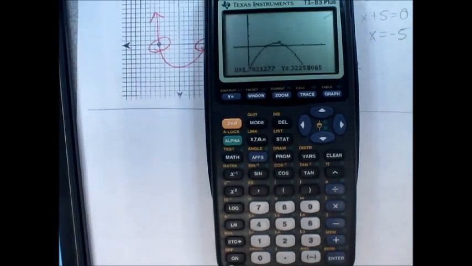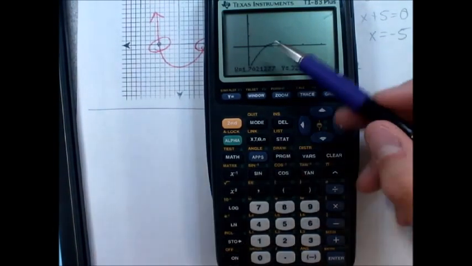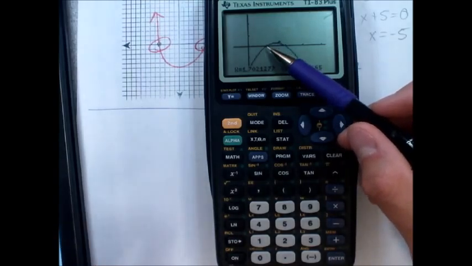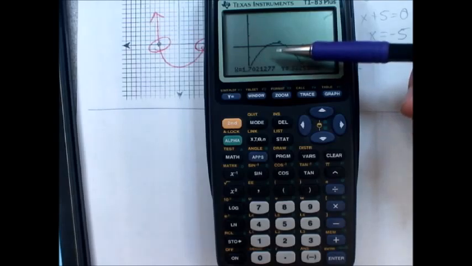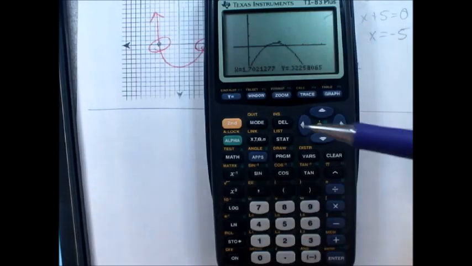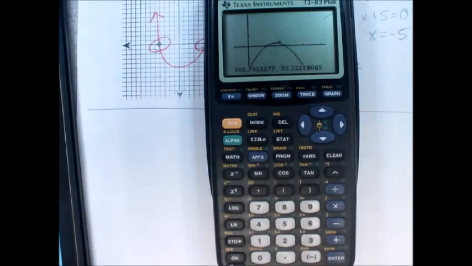Okay, that's a little better. So now I can calculate my zeros. In order to do that, everybody go ahead and zoom in on that spot. You should already be on the vertex, so go ahead and zoom in, and it'll already be on your vertex.